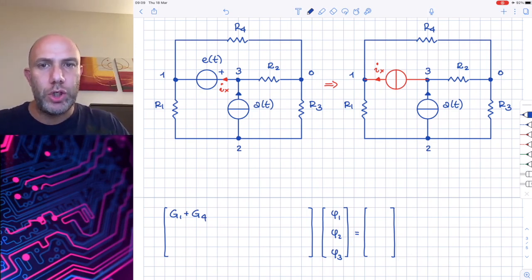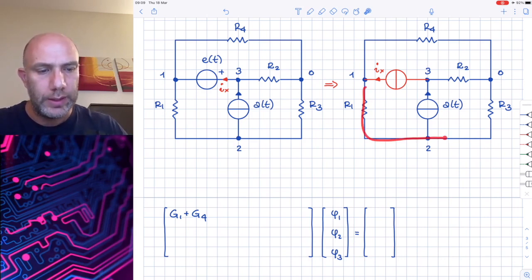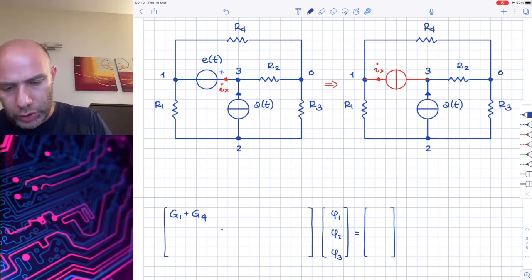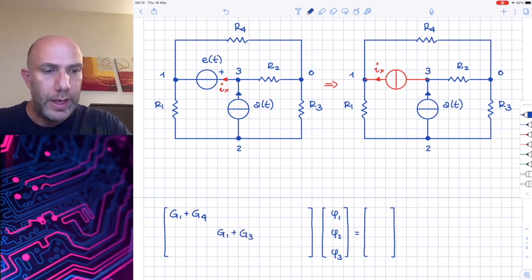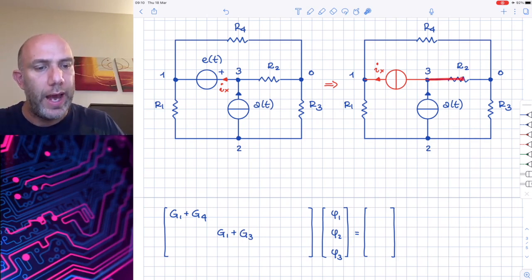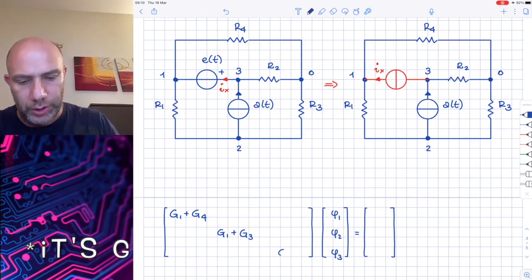In position 2, 2 along the diagonal, we have to put the sum of the conductances that are directly connected to node 2. In this case, we have G1 and G3. So G1 plus G3. And finally, if we consider node 3, we only have G2 that is directly connected to node 3, and so we can put G2.